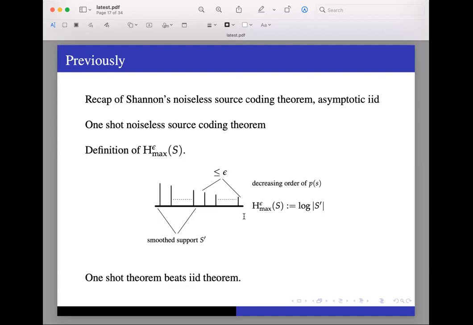This operation of throwing away some tail or some head, perturbing the original distribution, is called smoothing. The smoothed entropies are crucially used in one-shot theory. Our definition of H max epsilon is the log of the size of the smoothed support. And as we saw, the one-shot theorem already beats the IID theorem, both in the achievability and in the converse. So any questions from the last time?